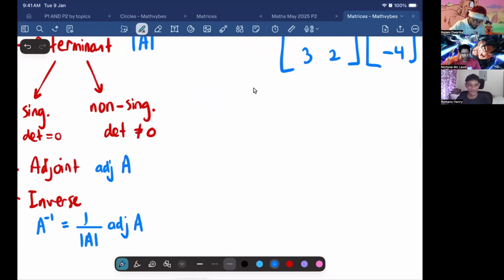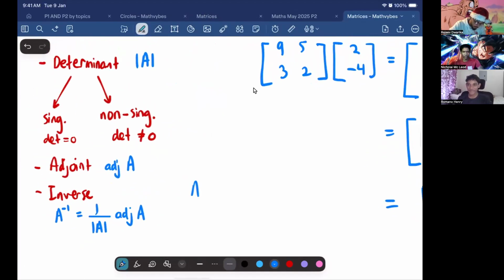And just remind me, guys, if I multiplied a matrix A by its inverse, what would you get? The identity matrix. And we said the identity matrix is equivalent to 1. So if you multiply any matrix by the identity matrix, what will you get? Itself.